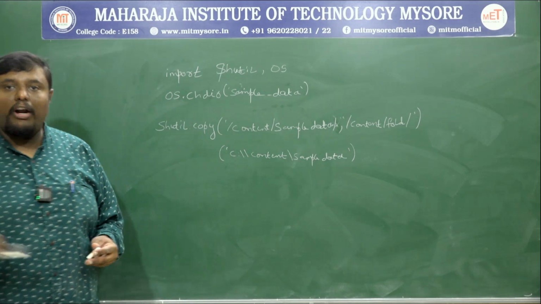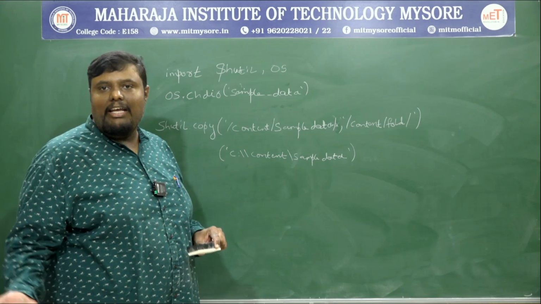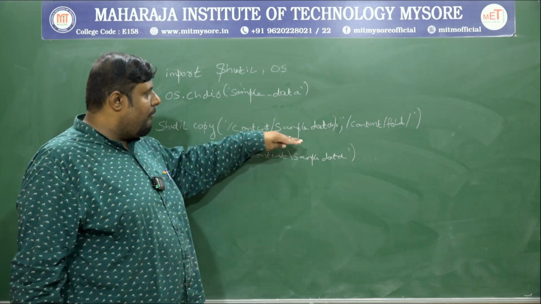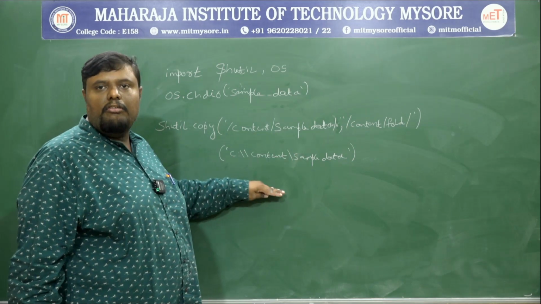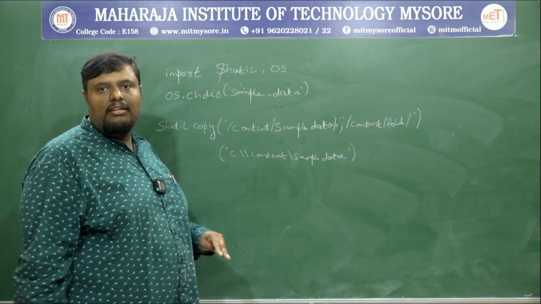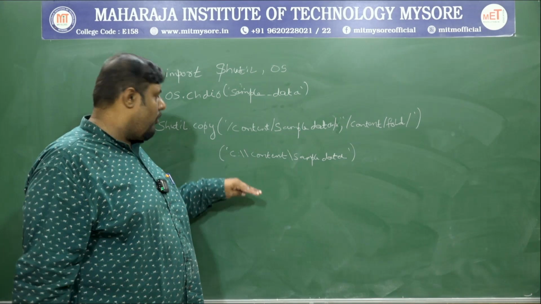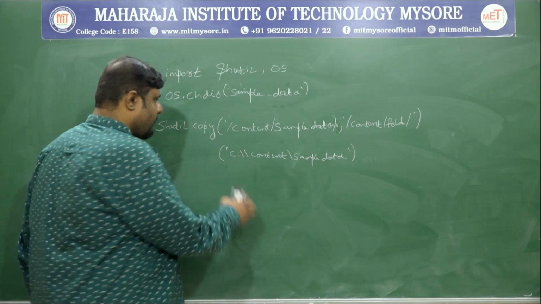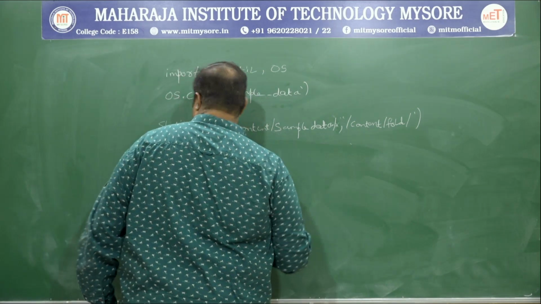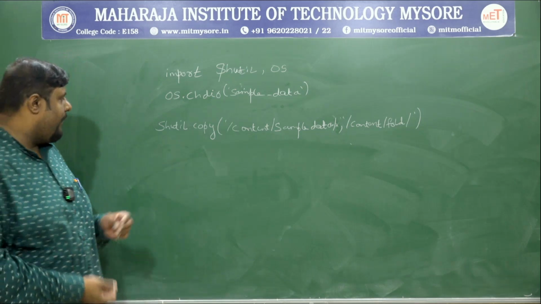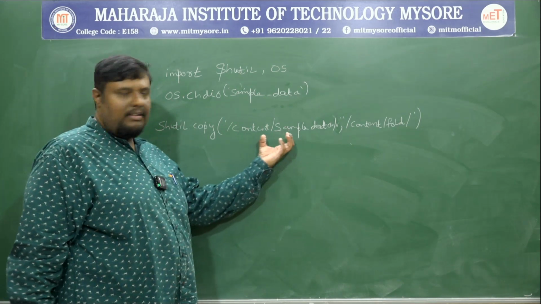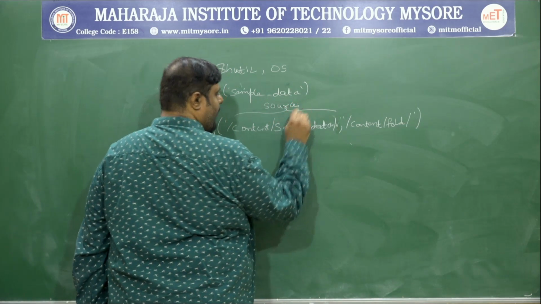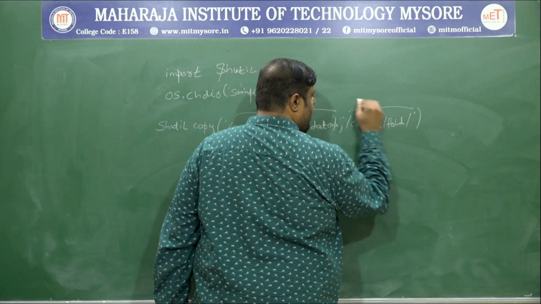This is in Unix system, and this is in Windows system. If you're using online Python notebooks, you're already on a Unix system, so your path will be like this. So that's the reason why I'm using the Unix path and not the Windows path. But if you have installed the Python notebook on your desktop, then your path will change like this, and keep a note of that. Okay, so let's come back to copy. So you give the path. So this is source, where you are copying the files from, and this is your destination.